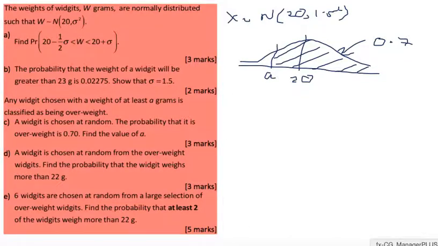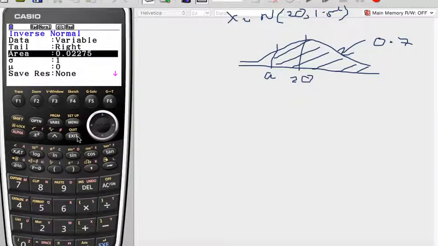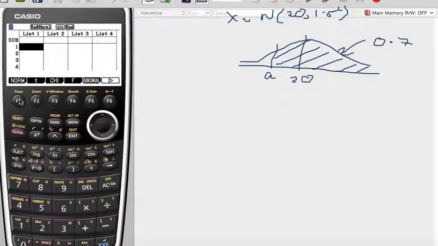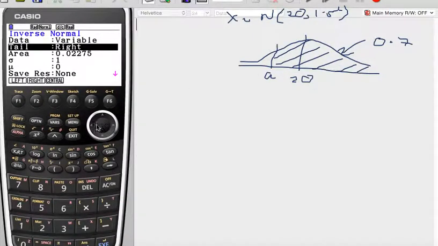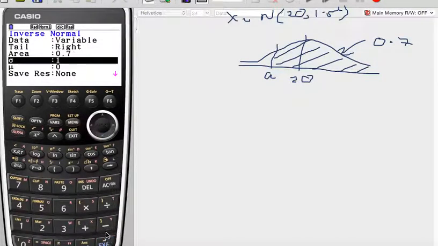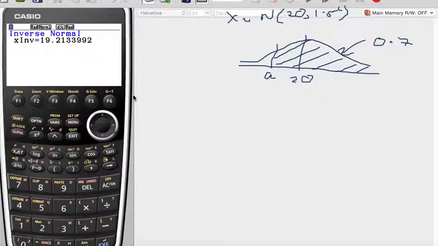So we're going to get the calculator up and we're going to use the inverse normal again, which I already had selected. If you didn't know how to select it, you go to distribution, normal, inverse normal. My area is to the right. Tail is 0.7. And I want to change this. I want to use 1.5 for the standard deviation and 20. So I can actually use the data that I've got there. And we're going to execute that. And we get 19.21. So A is 19.21.